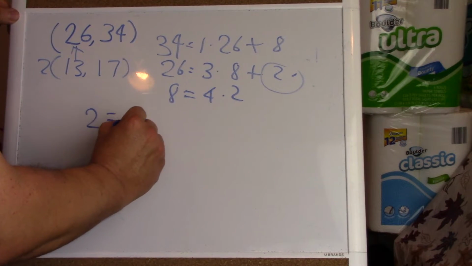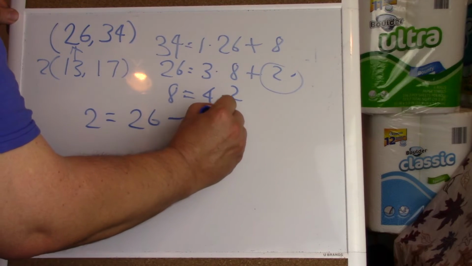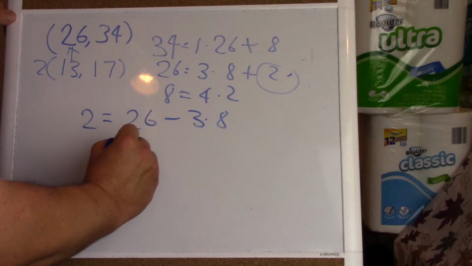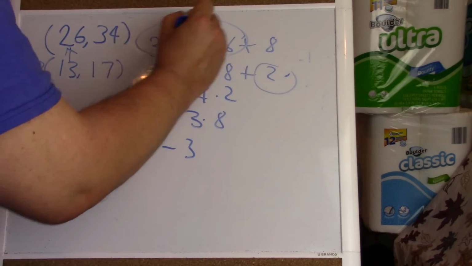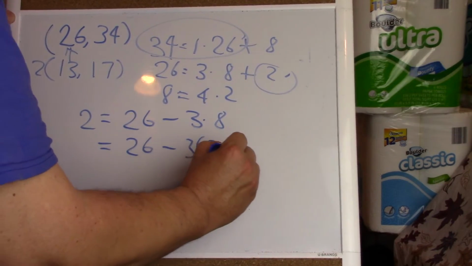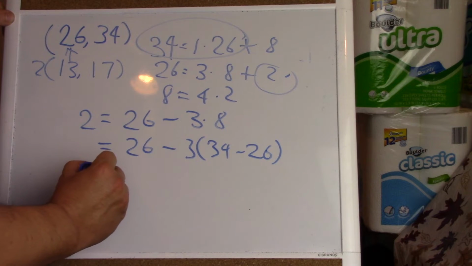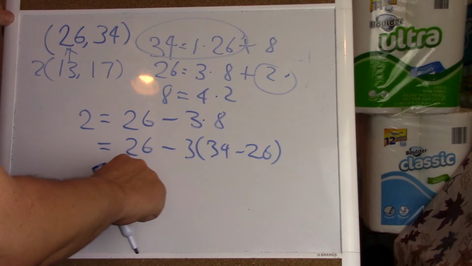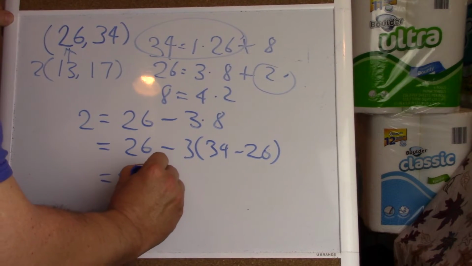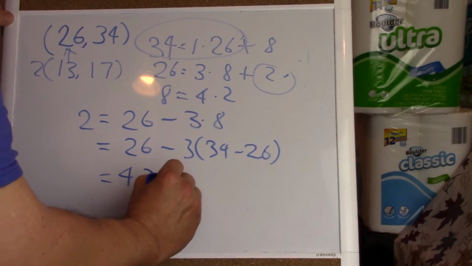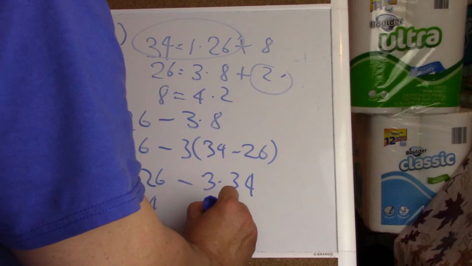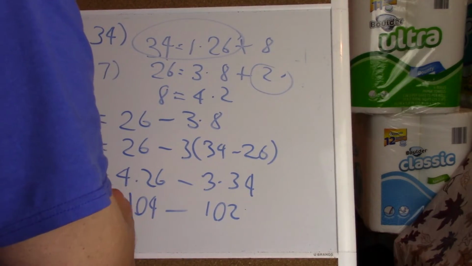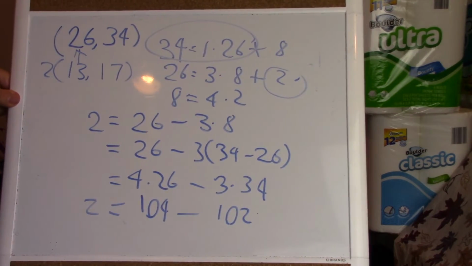2 is equal to 26 minus 3 times 8, which is equal to 26 minus 3 times 34 minus 26, which is equal to 4 times 26, which is 104, minus 3 times 34, which is 102. Sure enough, that equals 2. So that checks.